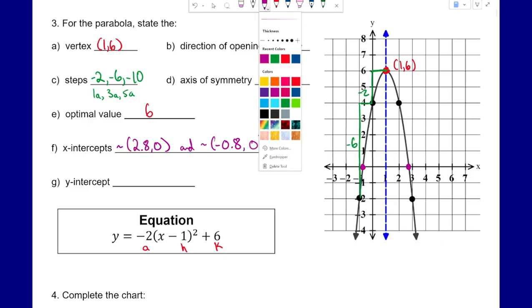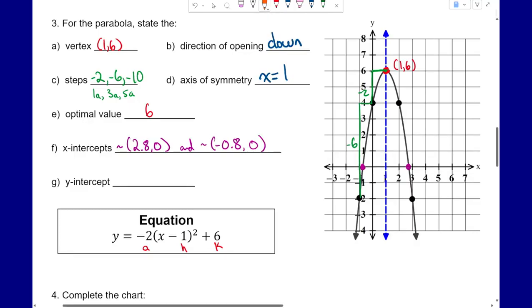Then lastly, the y-intercept. This is the point where the graph touches the y-axis. In this case, the y-intercept would be 0 for x and 4, not -4, 4 for your y value. So those are all the characteristics from this graph.